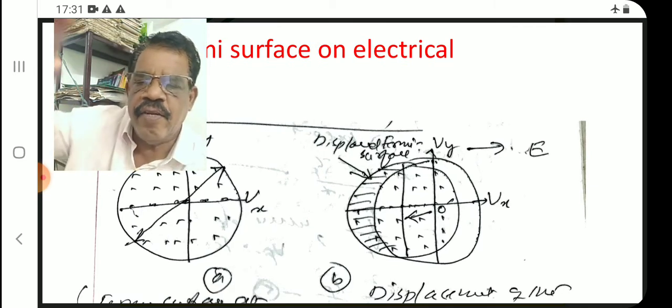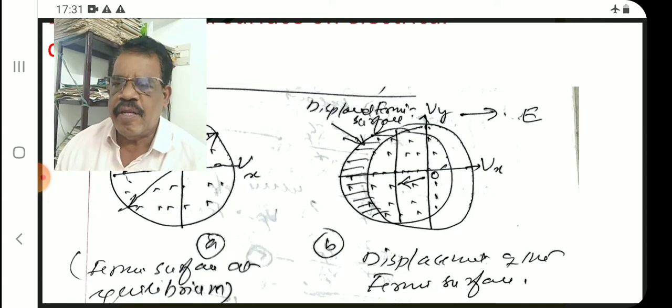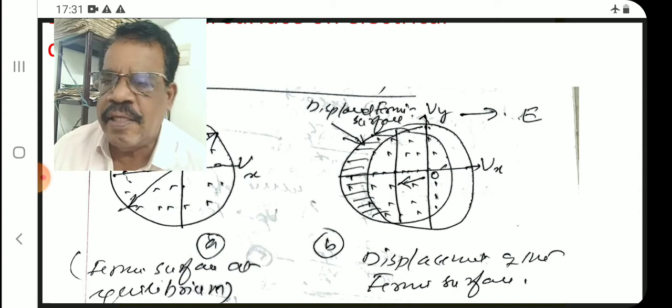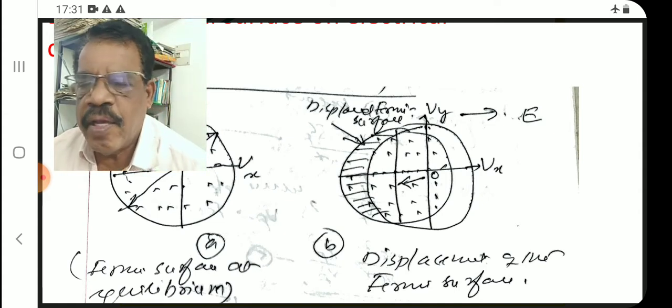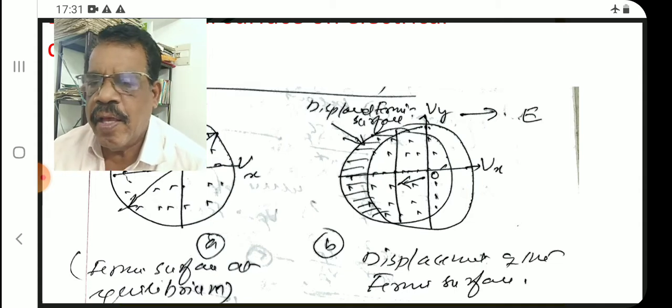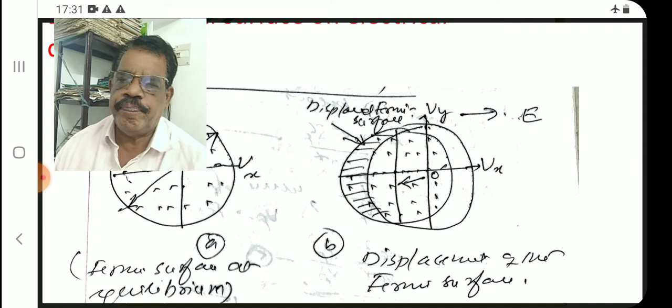So when we apply a field in one direction, there is a displacement of the Fermi surface in the opposite direction, and that is written there, displacement of the Fermi surface. That is figure B, and figure A is the Fermi surface at equilibrium.